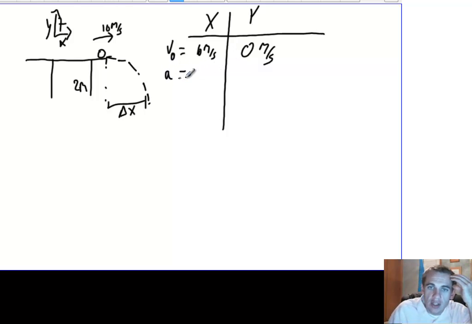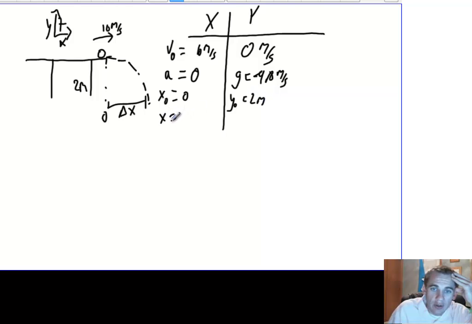Let's get to acceleration. The acceleration in x: is there anything causing it to speed up or slow down? Well, no. So its acceleration is 0. The acceleration in y is g, which is negative 9.8 meters per second squared. Now I'll talk about initial position, x naught. I don't really care what it is, but I can call it 0, the edge of the table. I get to pick my reference, so there's 0. Y naught, though, starts 2 meters high. X final, I don't know that, and I would like to figure that out. Y final, I do know. It ends 0 meters high, it ends on the ground.